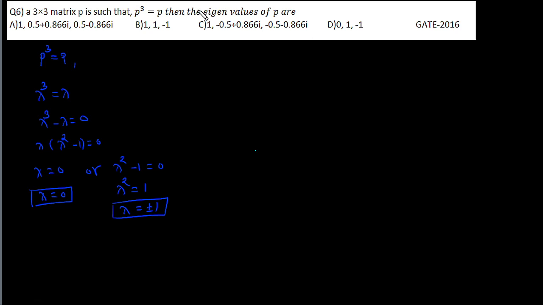They are asking about the eigenvalues of this matrix P, which are simply 1, minus 1 and 0. So option D is the correct combination of these three values. So option D is the right option. Okay, let's solve question 7.